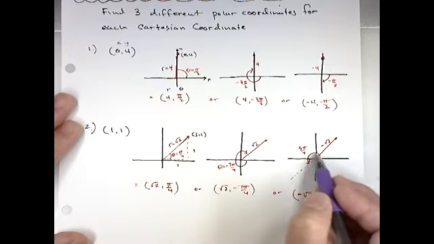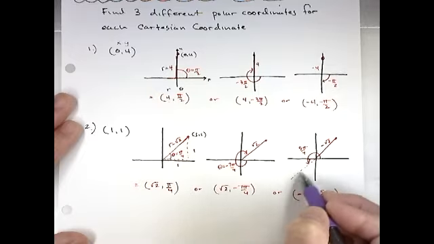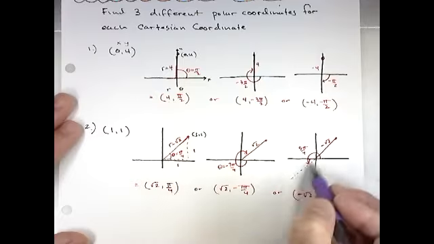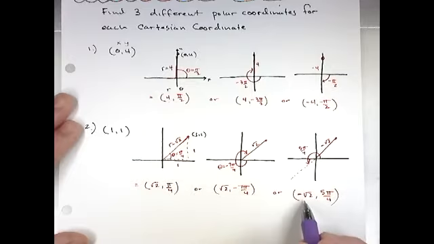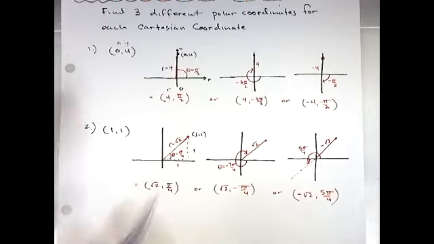You could also rotate to 5 pi over 4, which is facing this direction, and instead of going forward in this direction, go backwards, and that would take you to 1, 1. So you'd have negative root 2, 5 pi over 4.